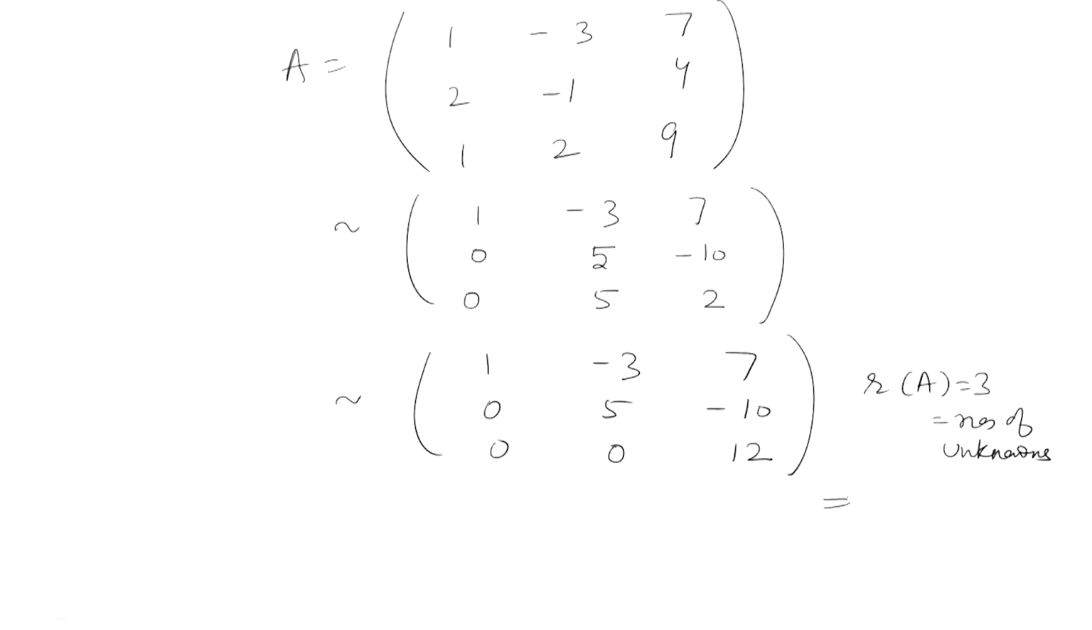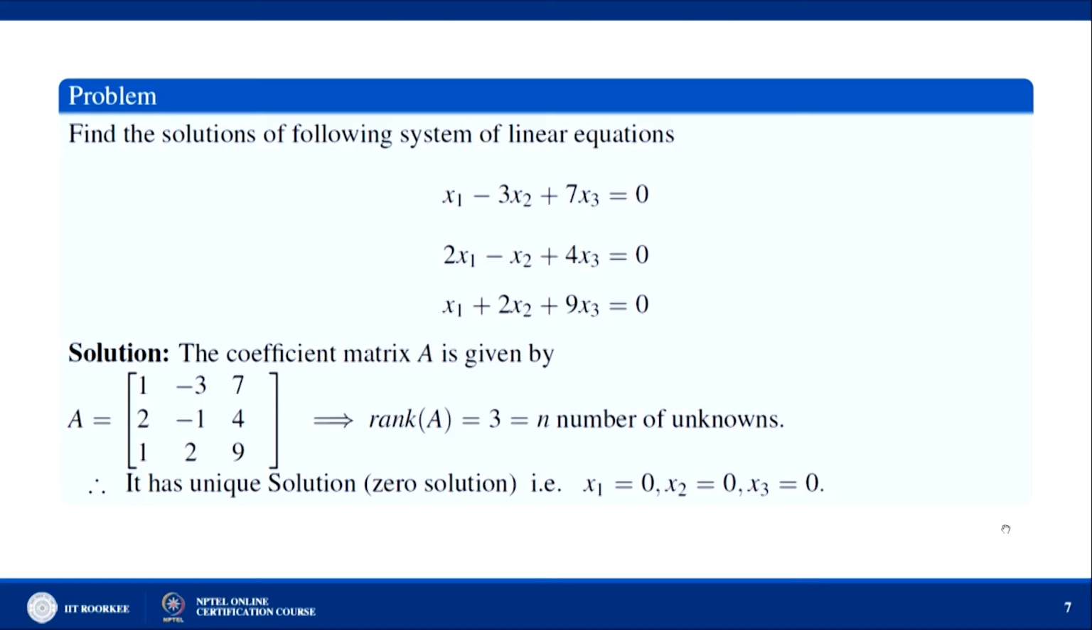So, this implies unique solution, and unique solution means trivial solution, and trivial solution means x1 equal to 0, x2 equal to 0, x3 equal to 0, all x are 0, okay. So, hence we can find out the solution of this system.